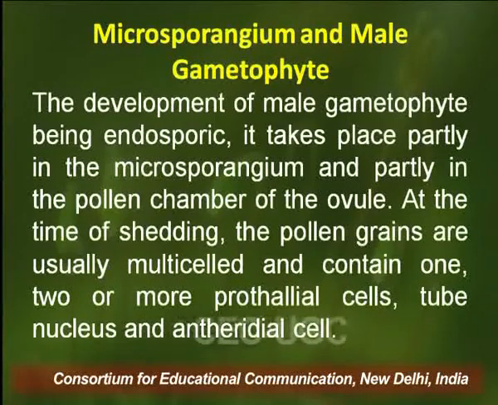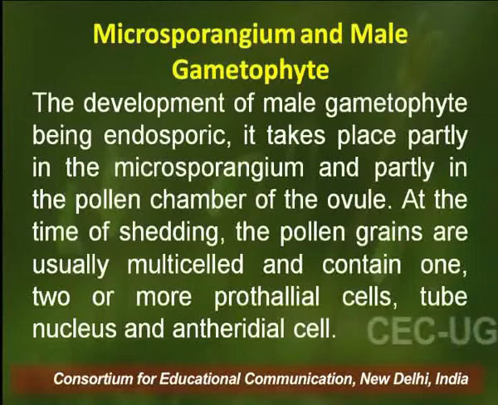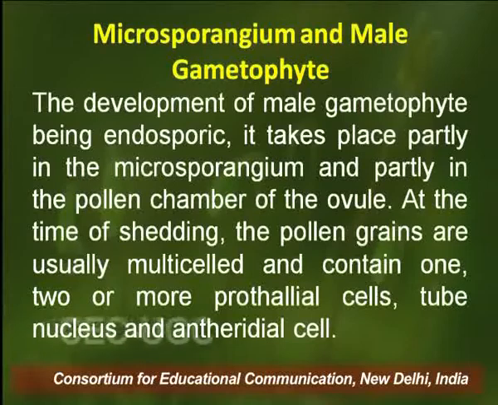The development of the male gametophyte is endosporic in gymnosperms. That means it takes place partially in the microsporangium and partially in the pollen chamber of the ovule. At the time of shedding, the pollen grains are usually multicelled and contain 1 or 2 or more prothallial cells, a tube nucleus and an antheridial cell. So, overall, the male gametophyte is a multinucleate or multicellular structure.